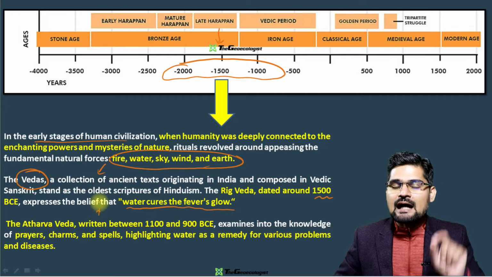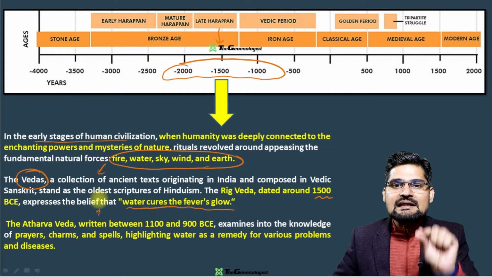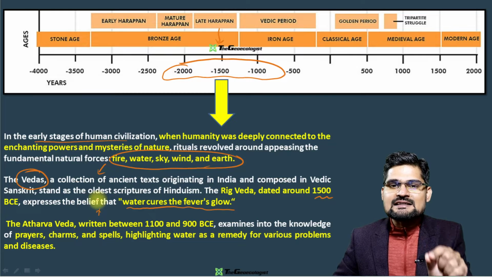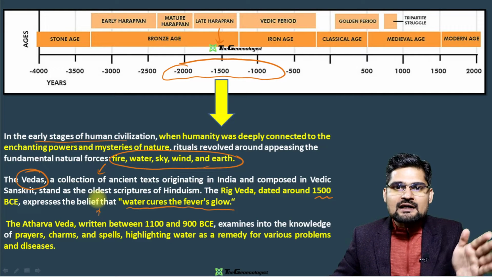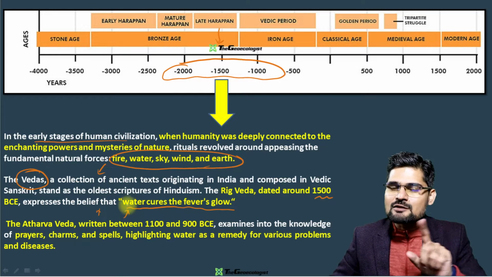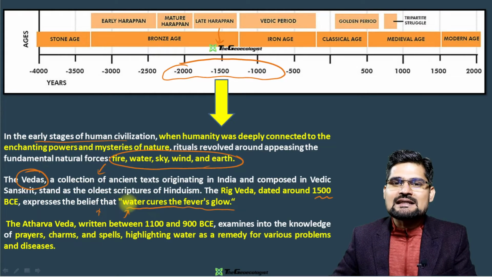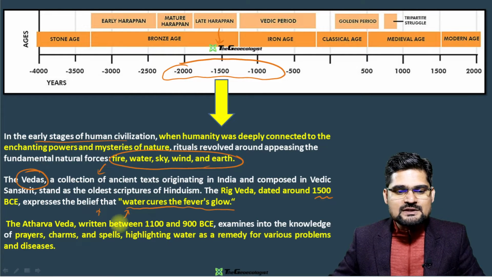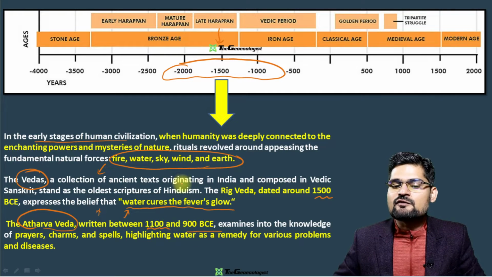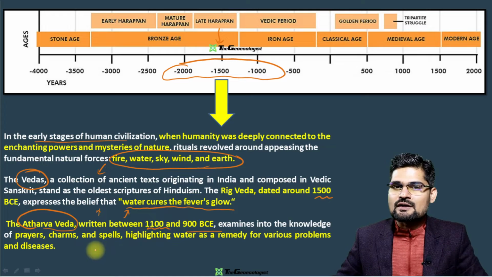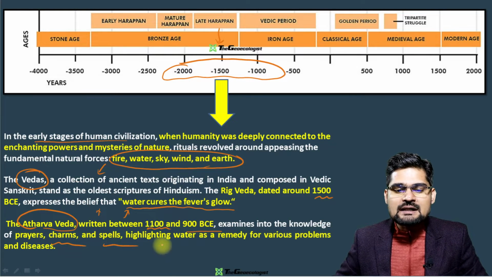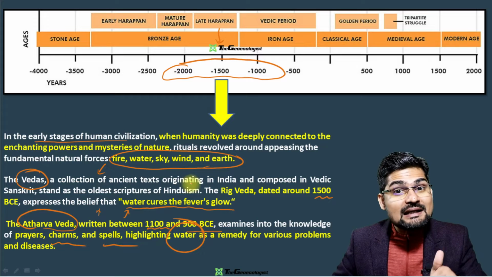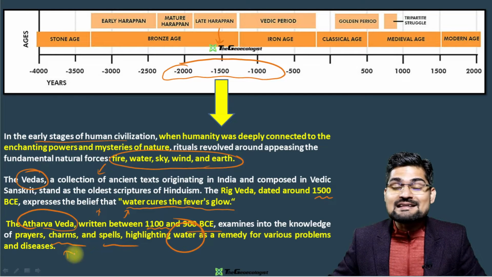So it means that the idea of water, especially in Vedic texts, and remember Indus Valley civilization, and further as we advance to the Ganga civilization and several others, you'll find this knowledge of water and water-based civilization. So water, of course, was the essence of the entire civilization. Hence, hydrological knowledge was the prime. So if you observe the Atharva Veda, one of the Vedas, in 1100 to 900 before Common Era, it examines the knowledge of hydrology in terms of prayers, charms, spells, highlighting water as a remedial measure for various problems and diseases as well.